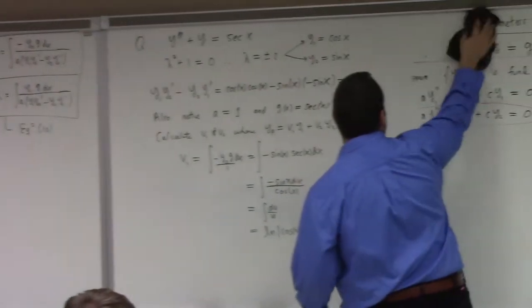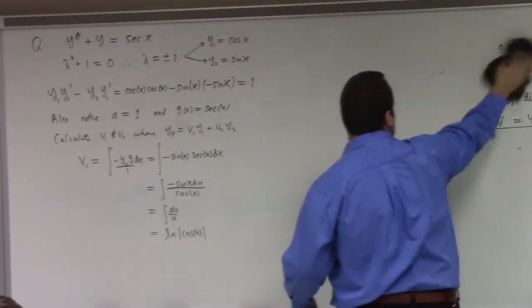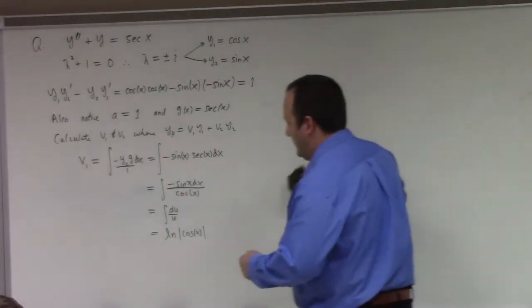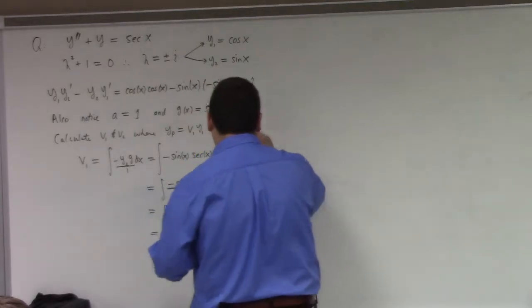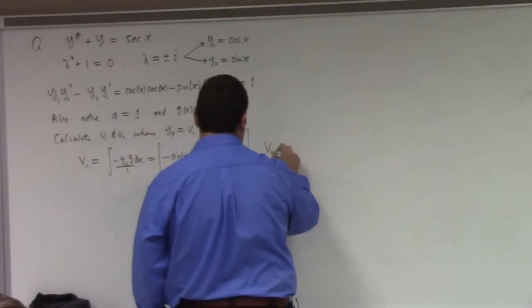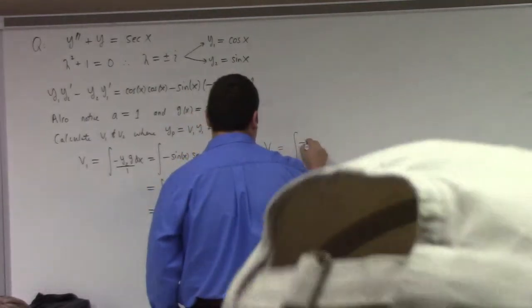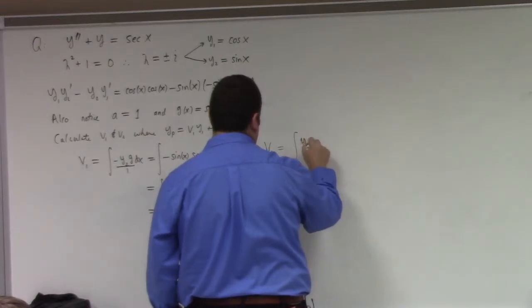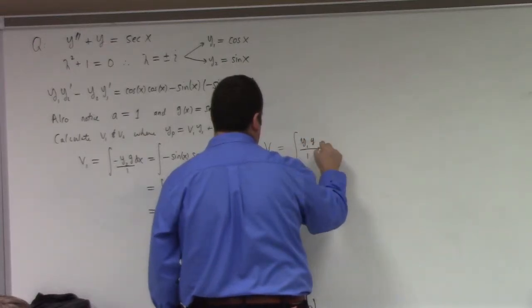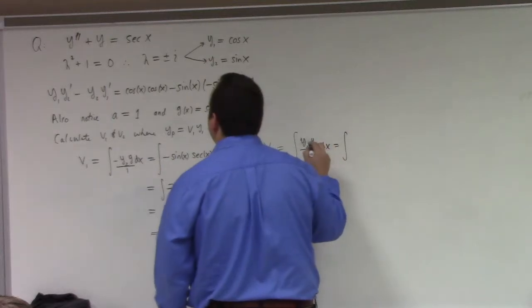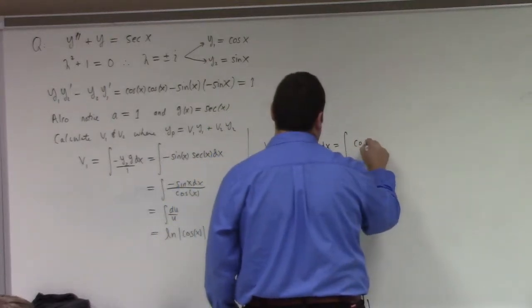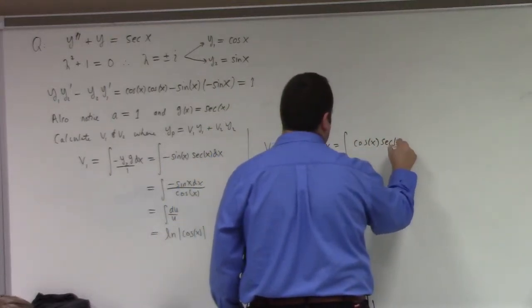Let's see here. Then V2, what's V2 equal to? Not minus, but y1g over 1, right? This one's funny, right? So you got cosine x times secant x.